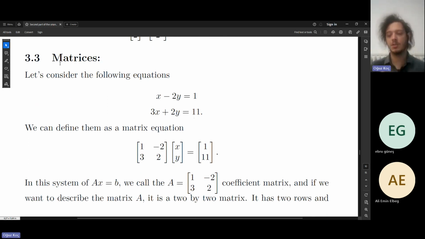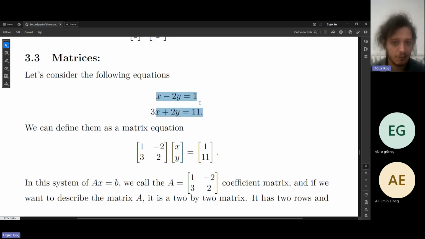And then we move on to the matrices. We can start with two equations here, which consist of two variables, x and y, and they have coefficients. If there is no coefficient in front of a variable, we can say that its coefficient is 1.